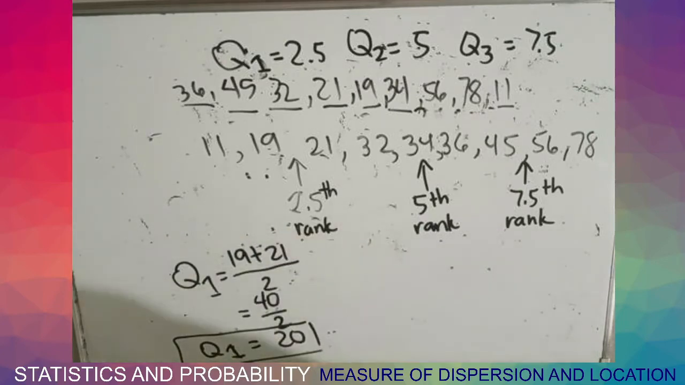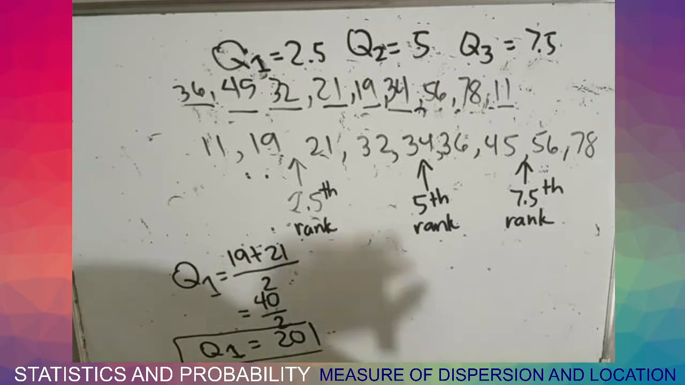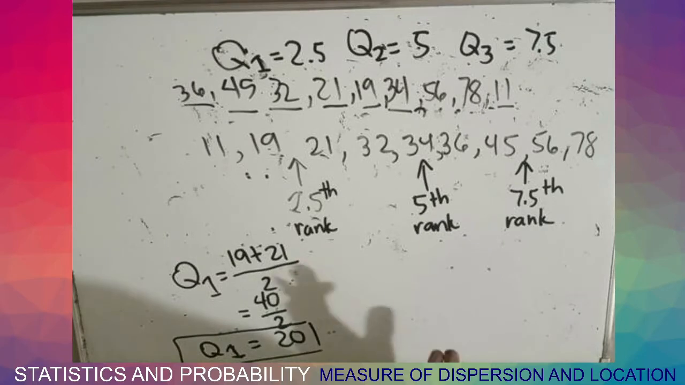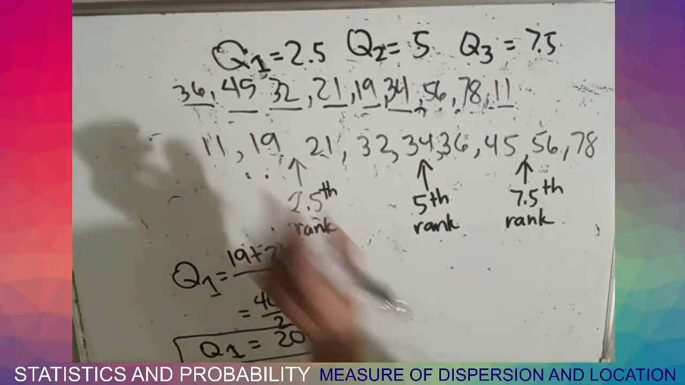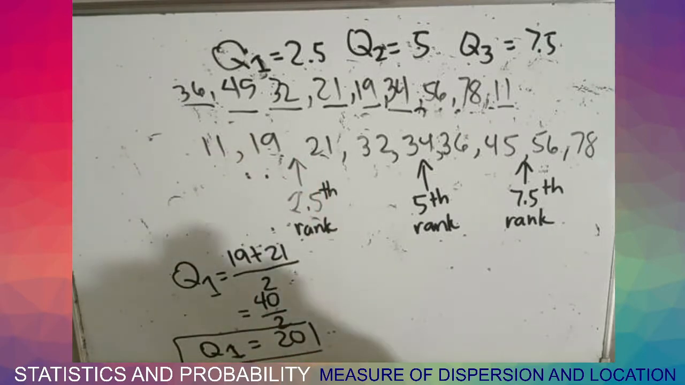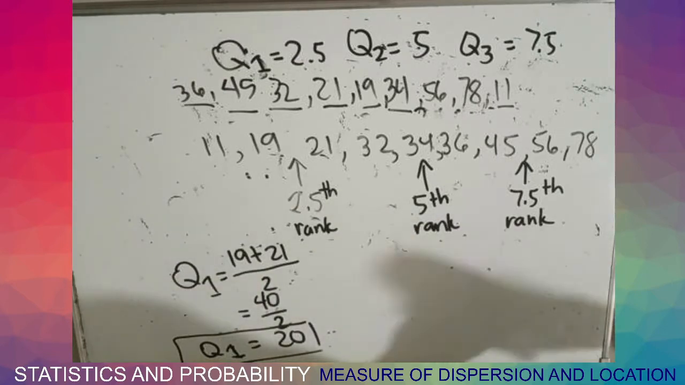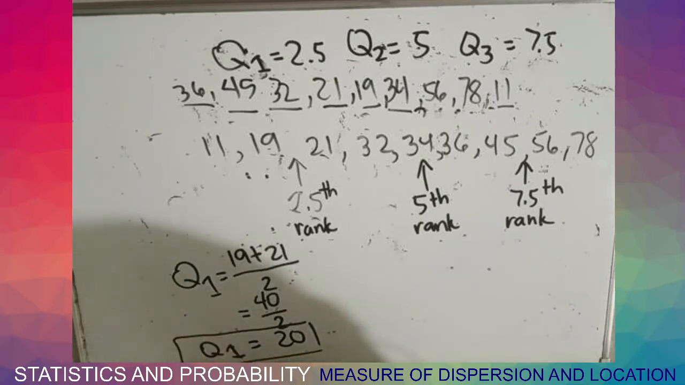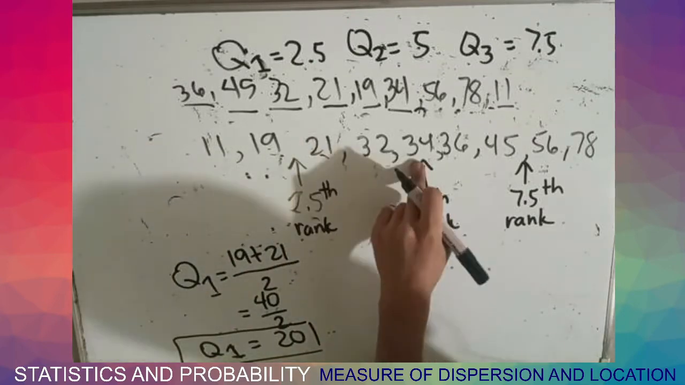Na-revise yung ating formula, baka kasi malito kayo. Gawin ko na lang siyang Q sub K, tapos rank value is equals to K times N plus 1 over 4. Para hindi kayo malito. Tapos itong sunod, yung huli, will be the value of the quartile.